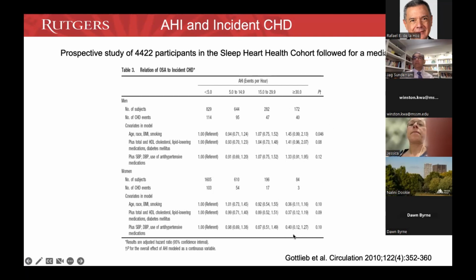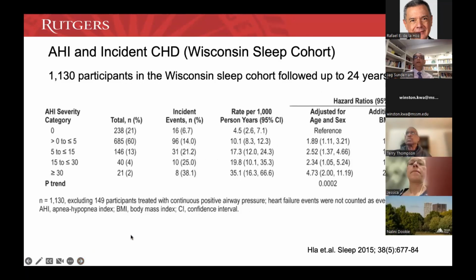This was in men, and in women, even the univariate analysis did not show any increased risk for incident coronary heart disease in patients as a result of sleep apnea. Similarly, the Wisconsin Sleep Cohort looked at studies following up for almost 24 years here. And again, if you look at the risk stratification based on the AHI, there was a suggestion of increased risk based on adjusting for age and sex. However, when you adjusted for both BMI and smoking in addition, this risk seemed to disappear.